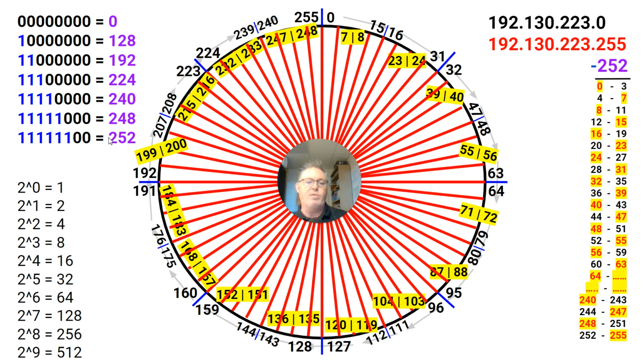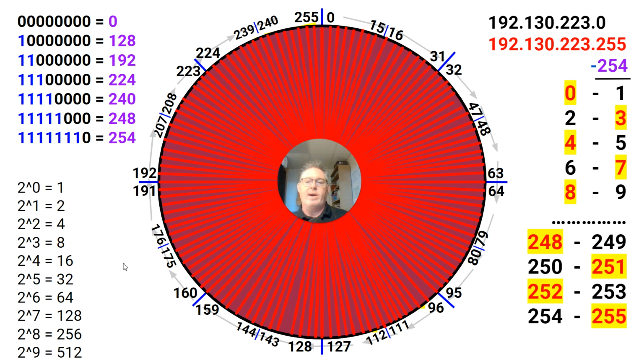And that's the way it works out. This is a value of 252. Subtract 252 from 255, we get 3. 0 through 3 is indeed 4 numbers. 2 zeros, 2 to the 2nd power, 4 numbers. 6 ones, 2 to the 6th power, 64 ranges. Okay, so 64 networks, 4 hosts per network.